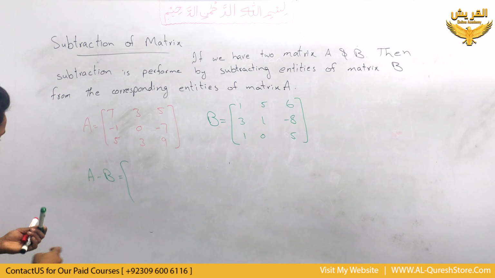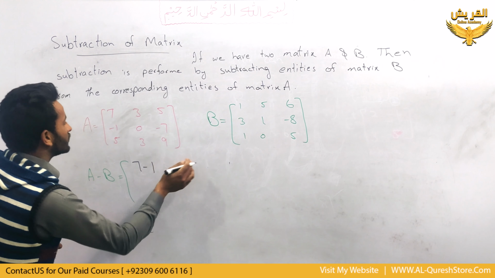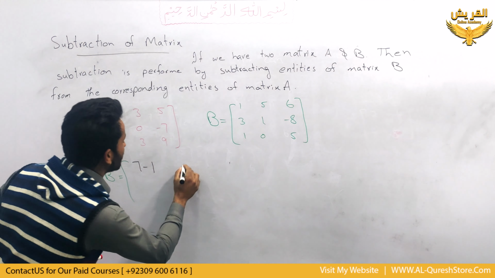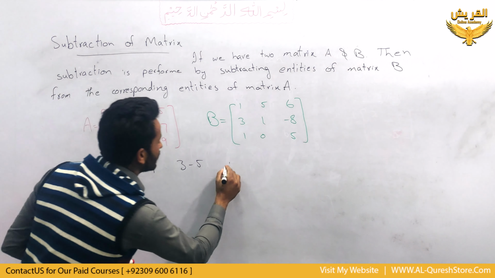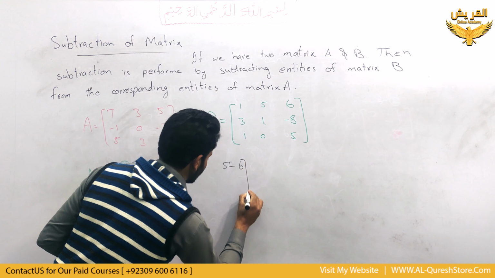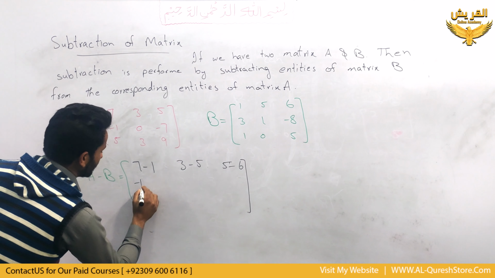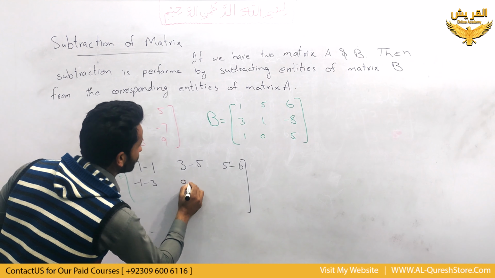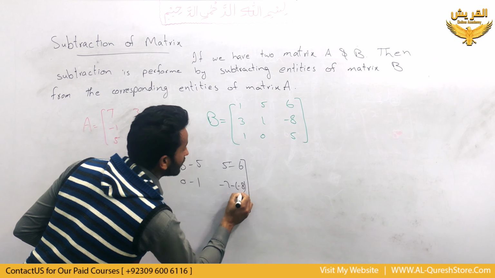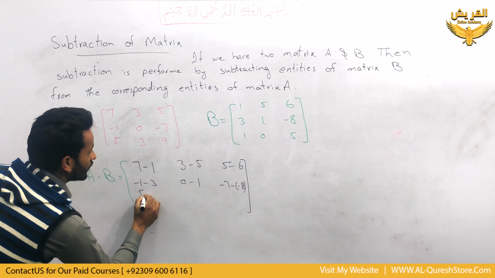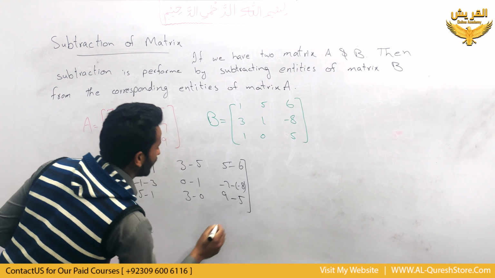Suppose subtracting 7 minus 1. Subtracting 1 from 7, same here. Subtracting 5 from 3. Subtracting 6 from 5. Next one, minus 1 subtracting minus 3, 0 subtracting 1, minus 7 subtracting minus 8, 5 subtracting minus 1, 3 minus 0, and 9 minus 5.